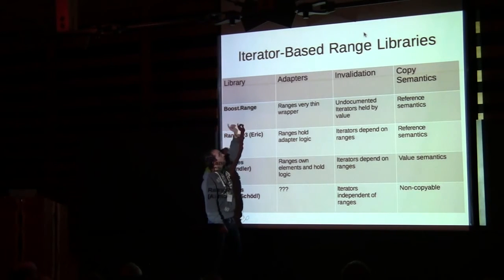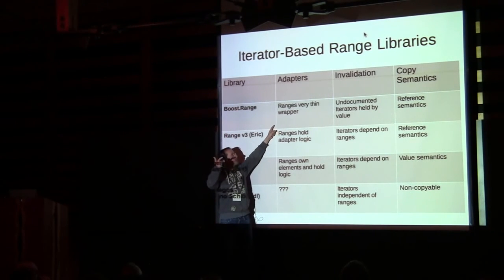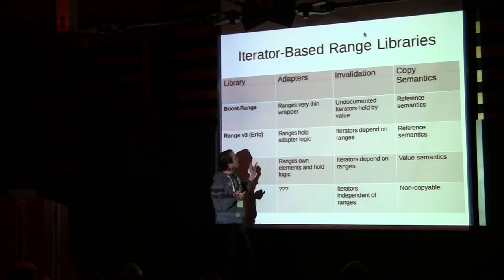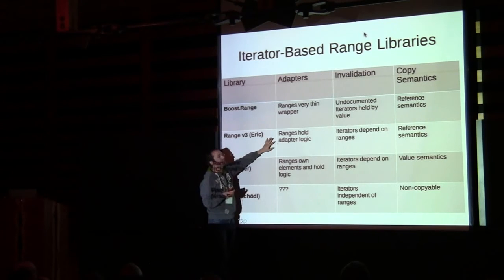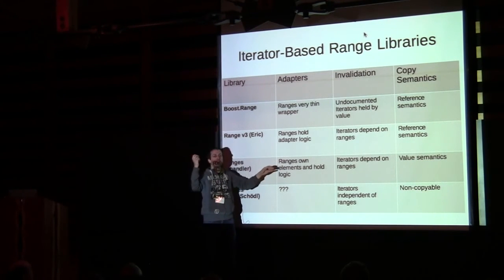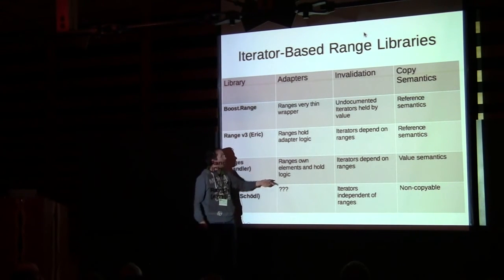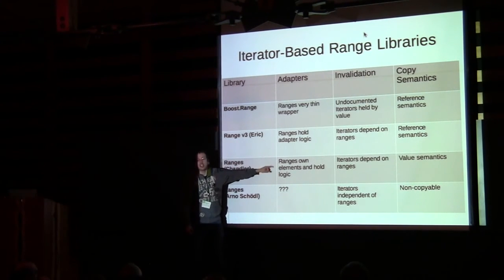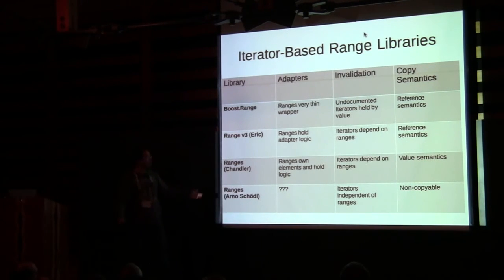So we've got Boost.Range, where ranges are just two iterators, and all the logic is in the iterators. We've got Eric's library, where adapter ranges need to stay alive because the iterators refer back to them, and the ranges hold important logic and data for the adapters, which is an efficiency bonus, basically. You've got Chandler's ranges, where the ranges actually own the elements and therefore hold adapter logic.